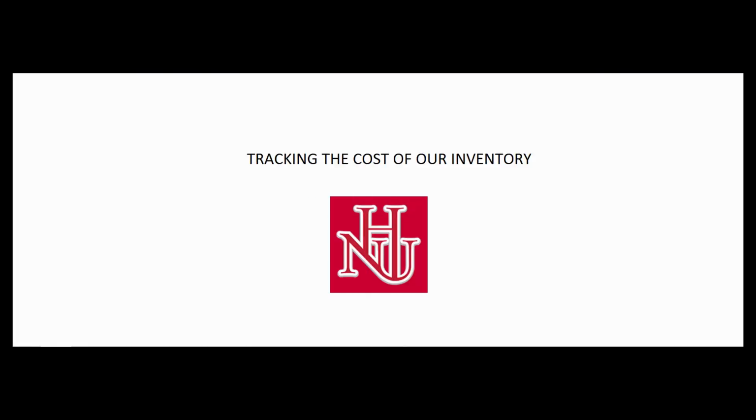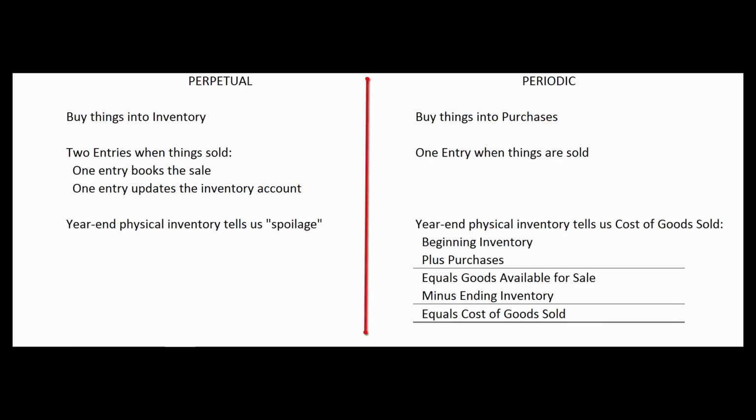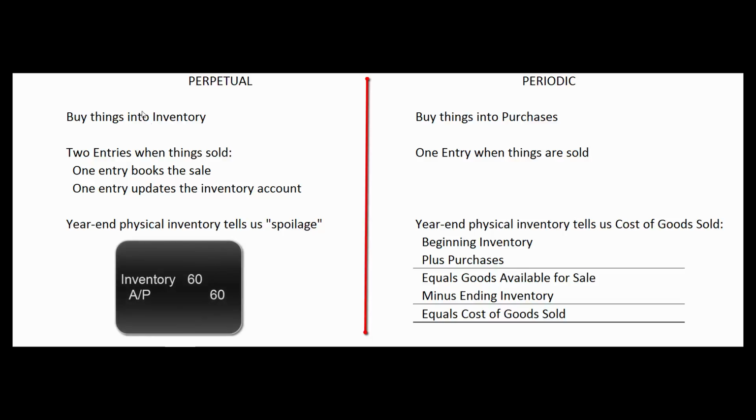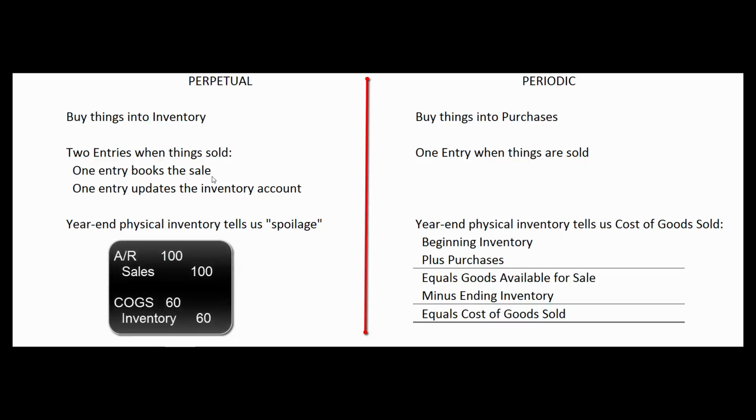about tracking the cost of our inventory. Whether we use the perpetual or the periodic inventory system, we need to know how much our inventory cost us. By way of review, the perpetual inventory system is where we perpetually update our inventory. So when we purchase things, we buy them into an account called inventory. And when we sell things, there are two journal entries. One books a sale, and one updates the inventory account.